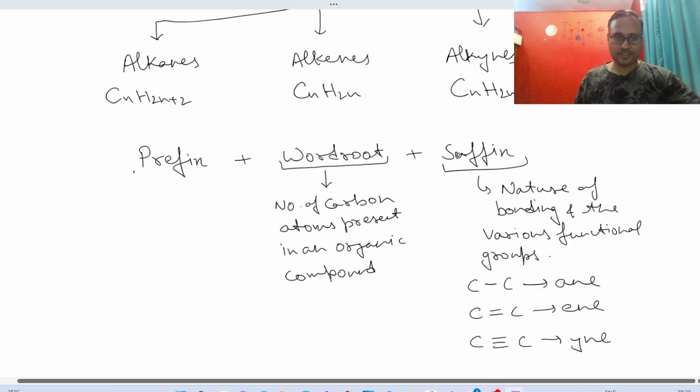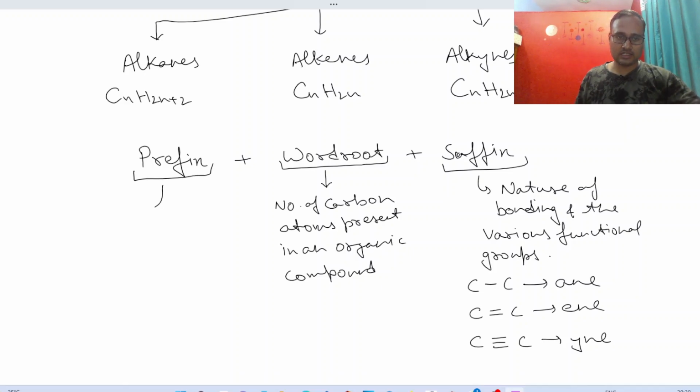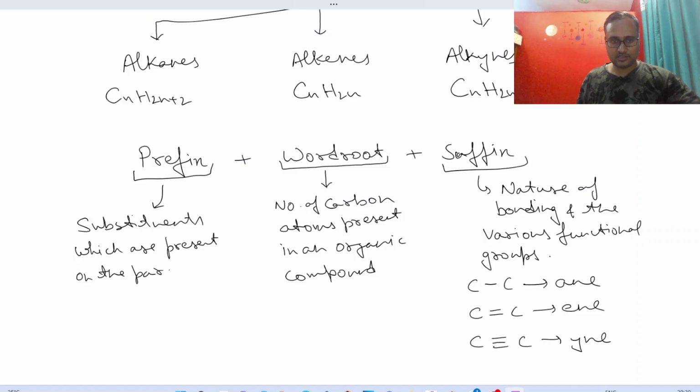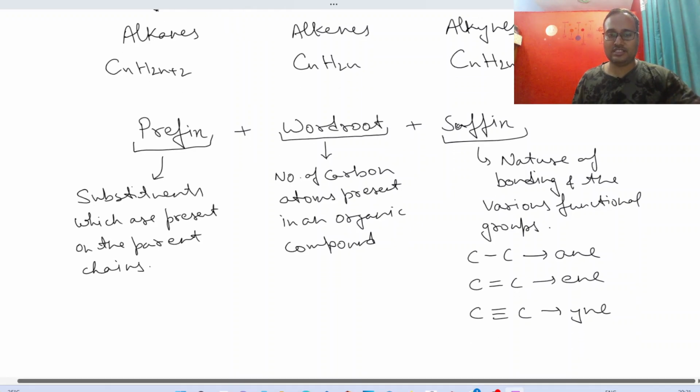Now what is this prefix? Prefixes are the substituents which are present on the parent chain. Or we can take them as the small side branches which are present on any parent chain.